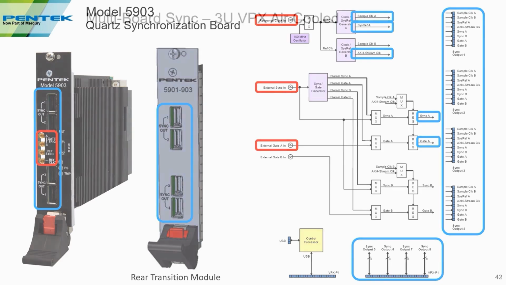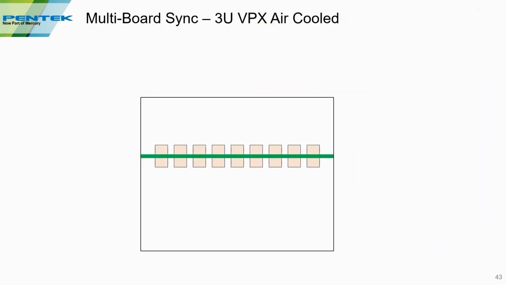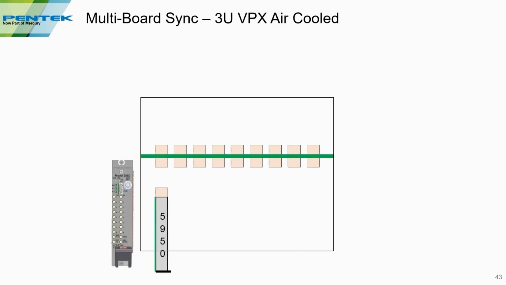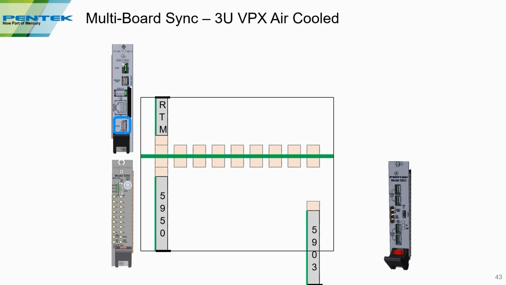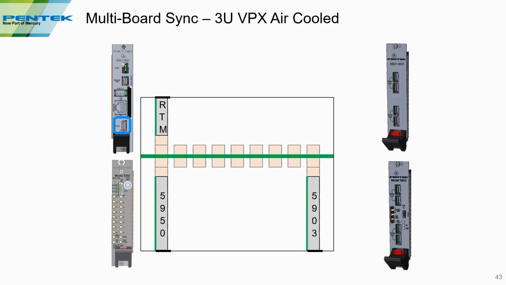So let's take a look how this works in a typical 3U VPX air-cooled chassis. The first thing is you have the 5950. This is the RFSoC. We'll plug that in. There's the rear transition module. We'll plug that in. And again, the reason why the rear transition module is important is the sync connector is on the back. Then we plug in the 5903. That's our synchronization board. And we plug in its associated rear transition module. With that all installed, you can see the sync connectors on the back on the rear transition module. We can use a cable to connect the sync board into the 5950. So not very exciting. That's a 1-channel synchronized system.